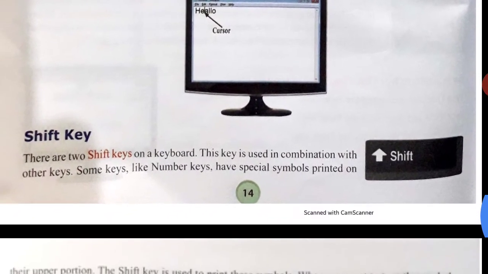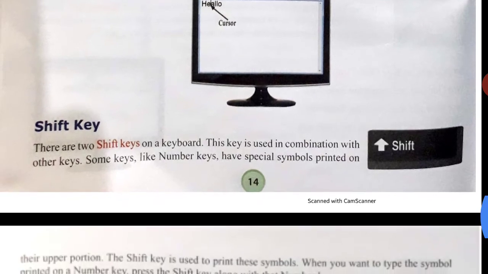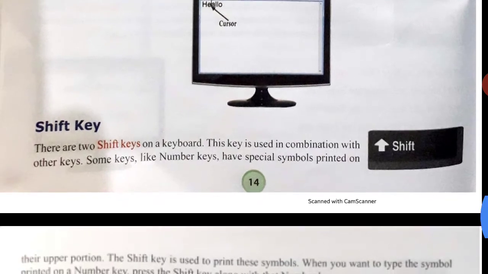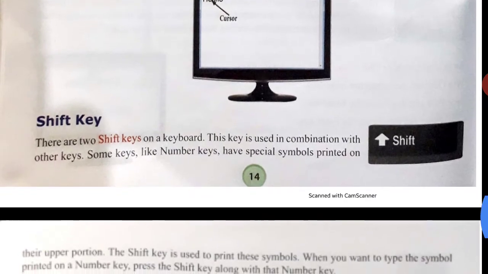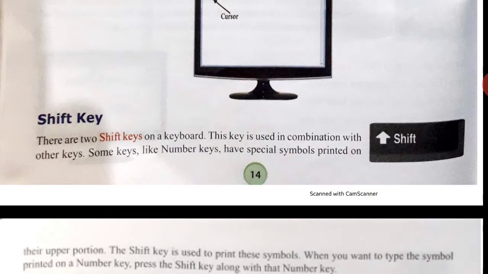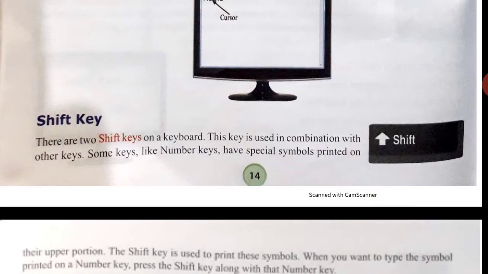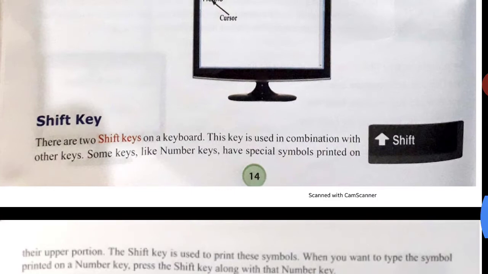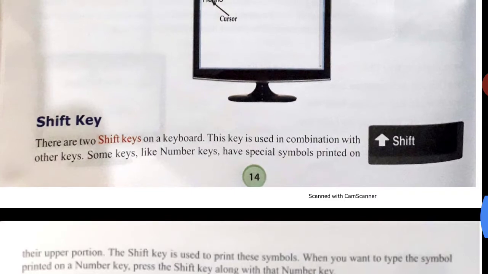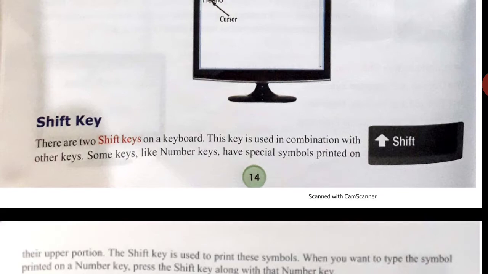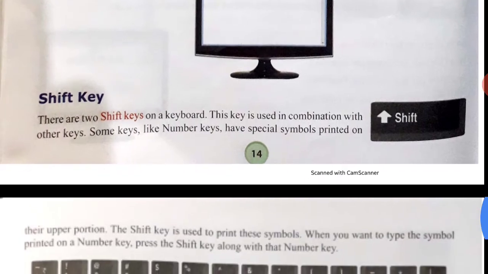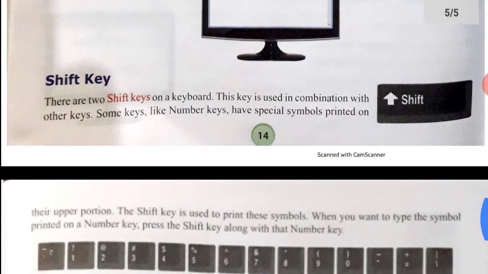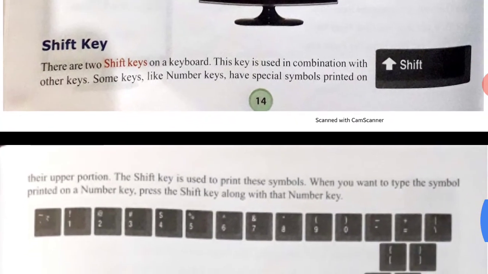Now see, students, the shift key. There are two shift keys on a keyboard. How many shift keys are there? There are two shift keys. This key is used in combination with other keys. Like number keys have special symbols printed on their upper portion. The shift key is used to print these symbols.